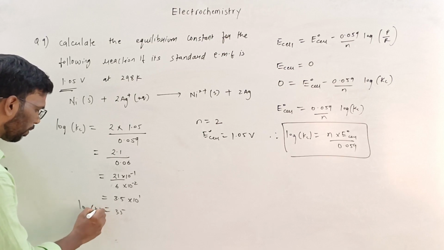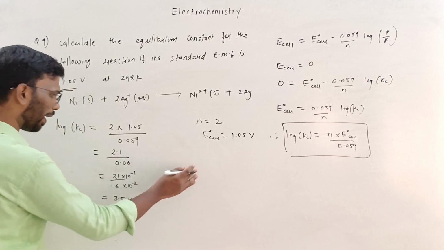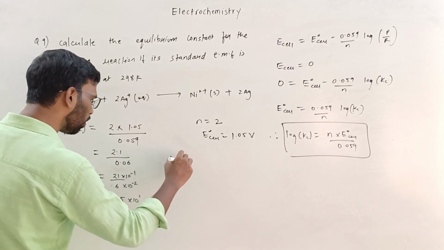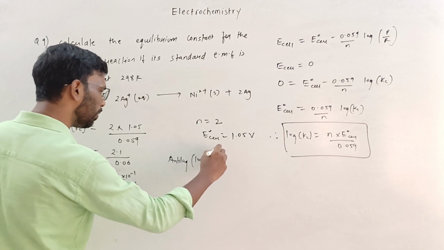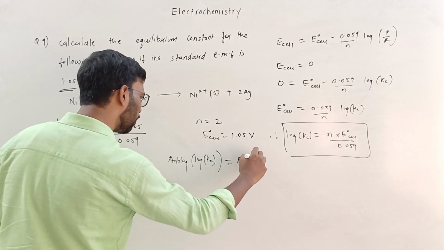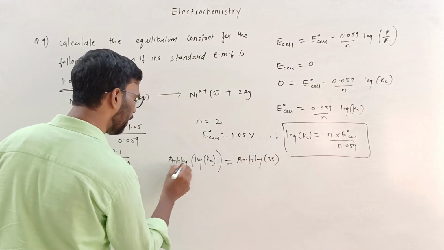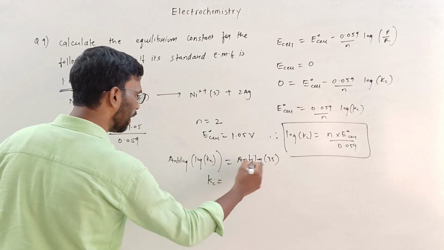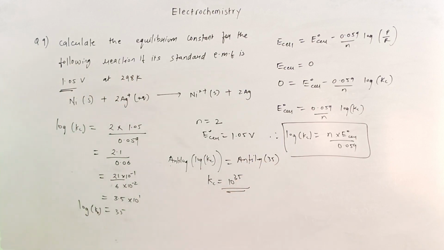But what is Kc? If I want to get rid of this log, I'll apply antilog on both sides. So antilog of log of Kc is equal to antilog of 35. The antilog and log will get cancelled. What remains is Kc. Antilog of 35 is 10 raised to 35. This is the equilibrium constant for this.